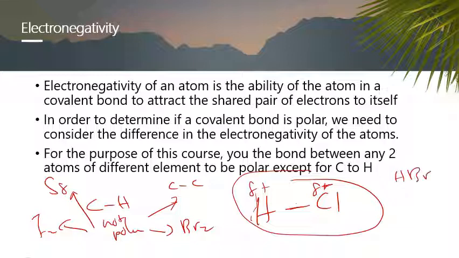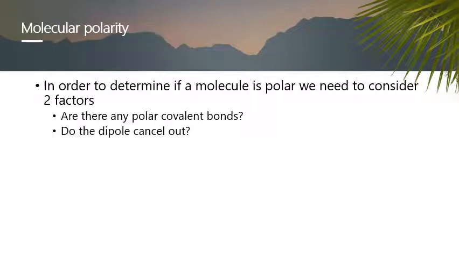HBr is polar. IBr is polar. Right? H2O is polar because they are also different. So the bond itself is polar. Now to understand whether the molecule is polar, we need to consider two things. One, are there polar covalent bonds? So if there are no polar covalent bonds, then the molecule is non-polar.